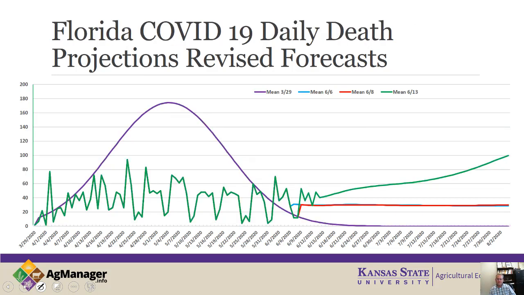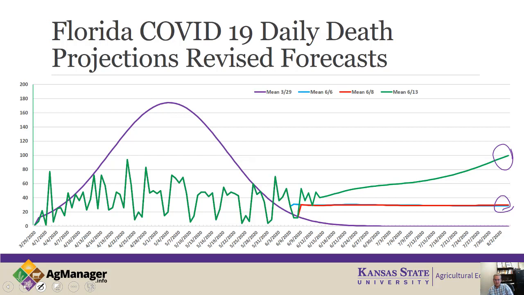Florida, one of the things with regards to Florida, is the blue and red lines were very close there, somewhere between 25 and 30 deaths per day. That now has really exploded such that the expectation is 100 deaths per day.